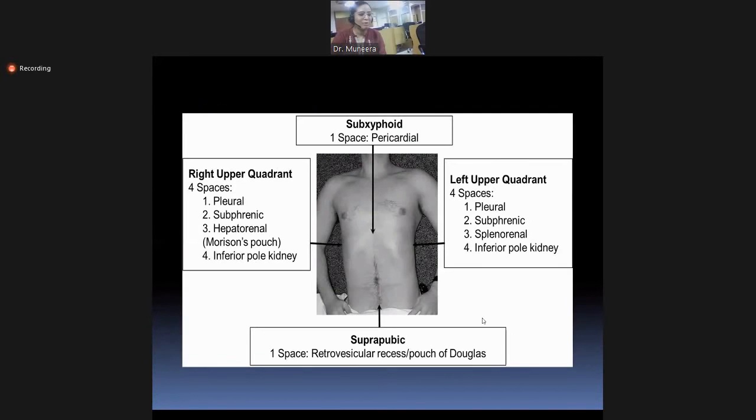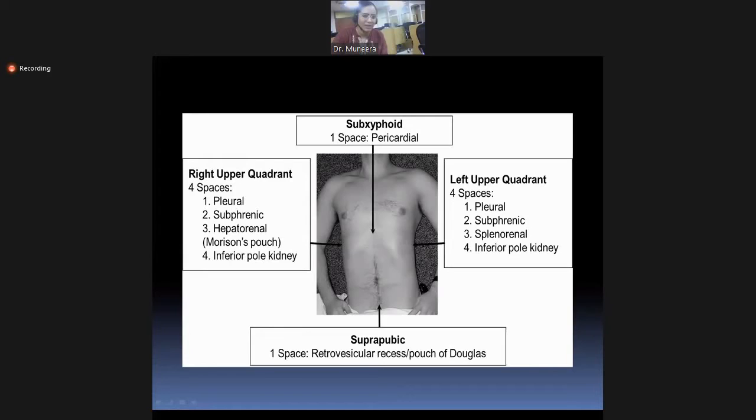This is the abdomen. These are the four sites you are supposed to take. The xiphoid process, where you put the probe of the ultrasound and check for pericardial fluid collection. Then another space is the right hypochondrium, right upper quadrant, where you look for the right pleural, subphrenic, hepatorenal, and inferior pole. Left-sided, same approach, but with the addition of a splenorenal component instead of a hepatorenal component. And last but not the least is suprapubic, where you see the retrovesical recess and pouch of Douglas for collection.